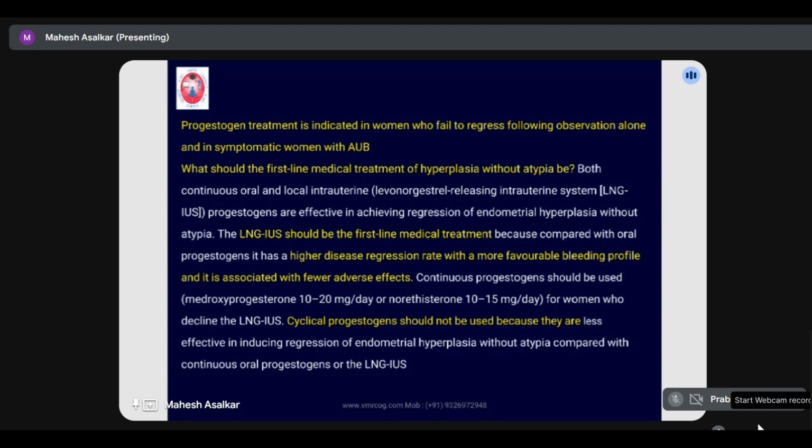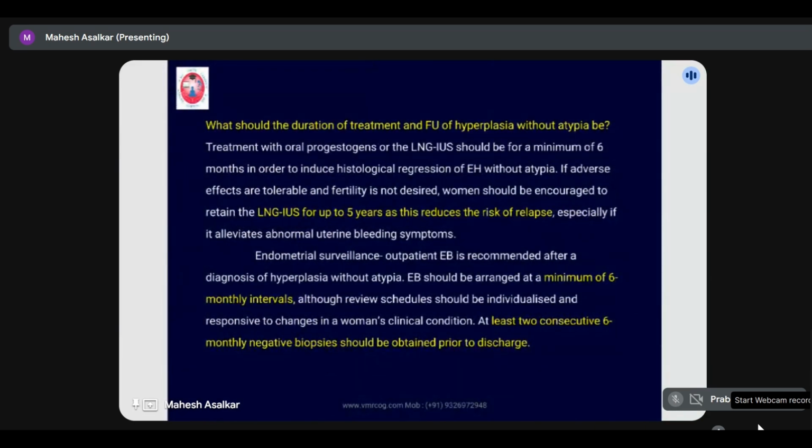Okay, so cyclical progesterone should not be used because it is less effective in inducing regression of endometrial hyperplasia without atypia compared with continuous progestogens or the LNG-IUS. So you need to give a continuous dose of progesterone, not only in the second half of the cycle. Generally they give a cyclical dose. It is not recommended for the treatment of endometrial hyperplasia without atypia. So you have to give continuous oral progesterone, especially for women who decline LNG-IUS.